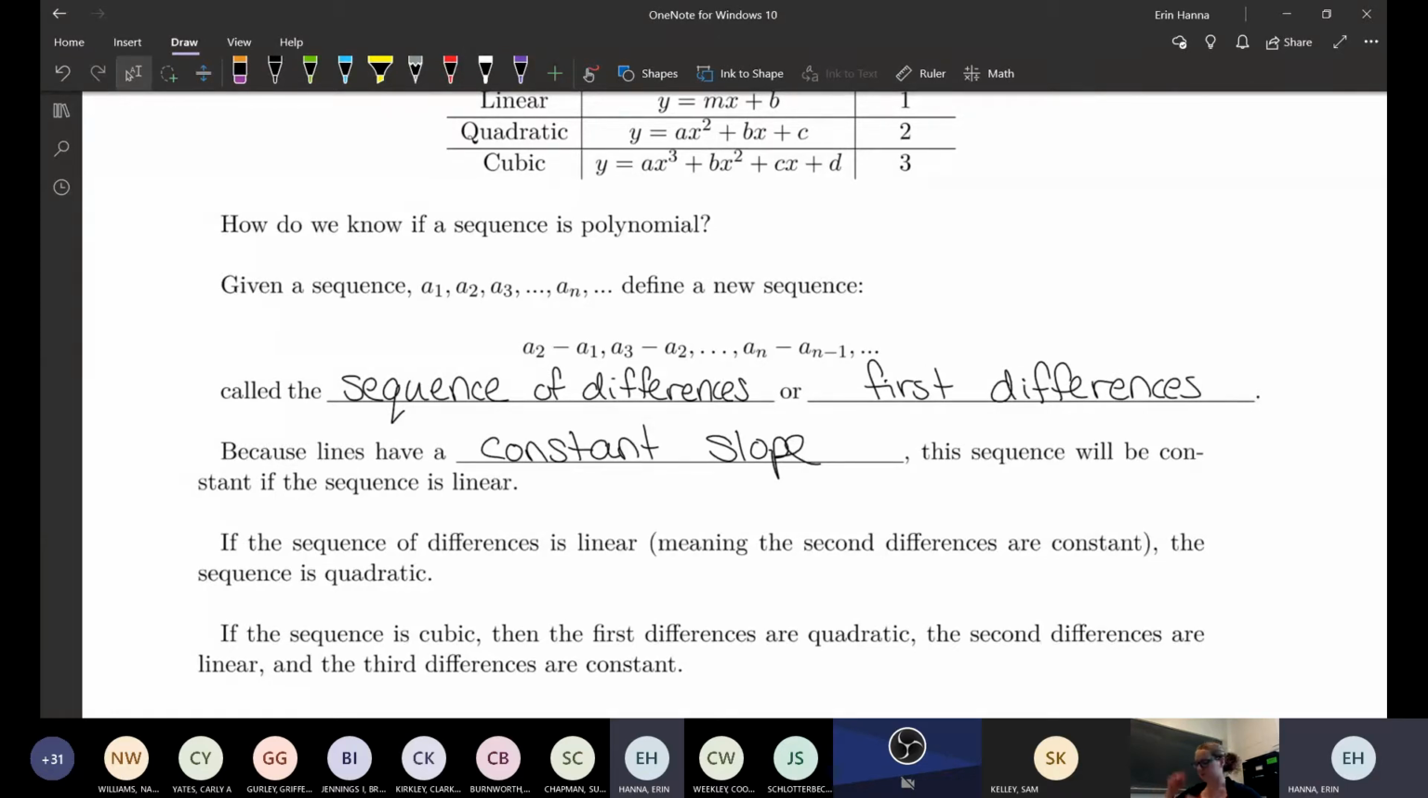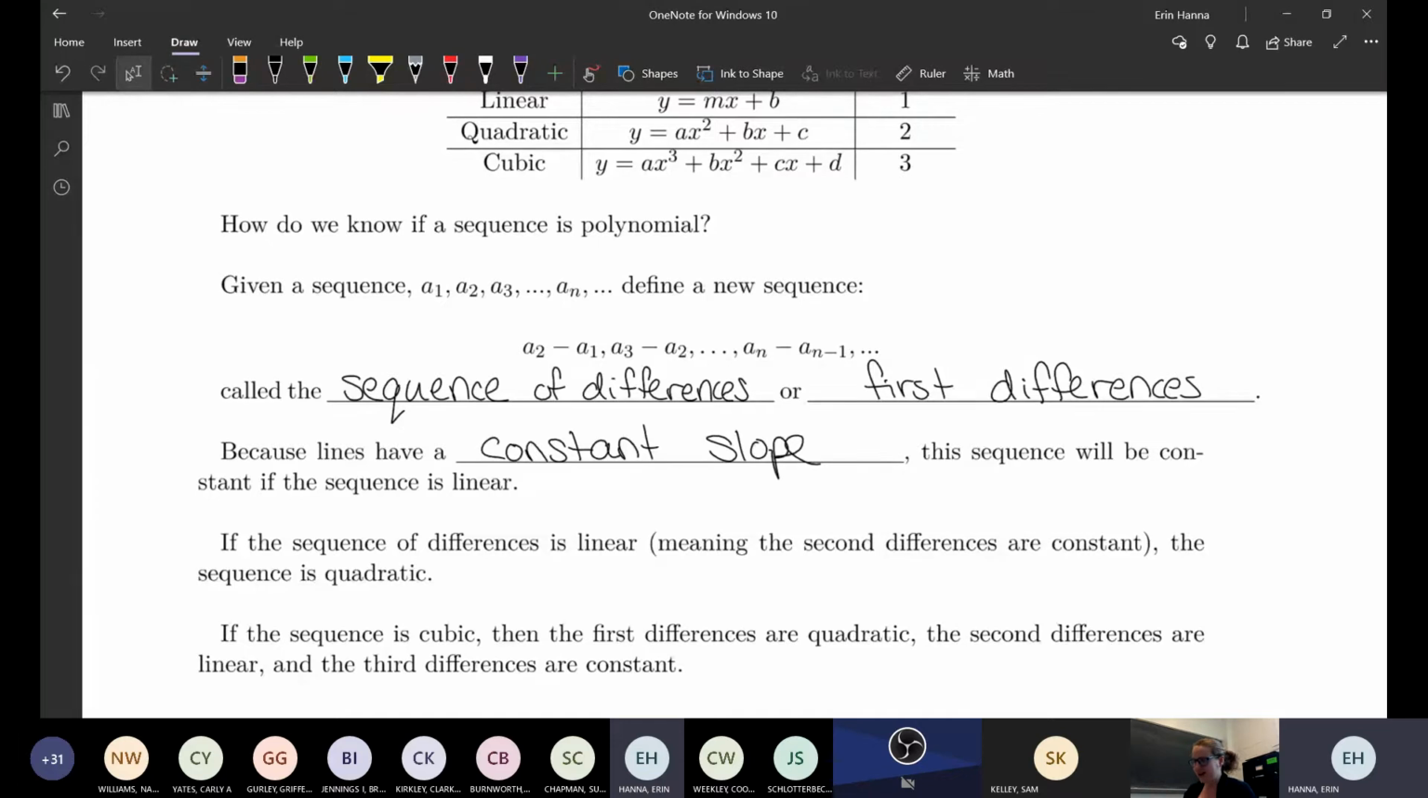Now, again, we'll do an example in just one second, and hopefully that clears up what all of this means. But essentially, we're just taking all of our terms and subtracting them consecutively, and we can just continue until we hit something that's constant. And if we never get something constant, then it's probably not a polynomial.